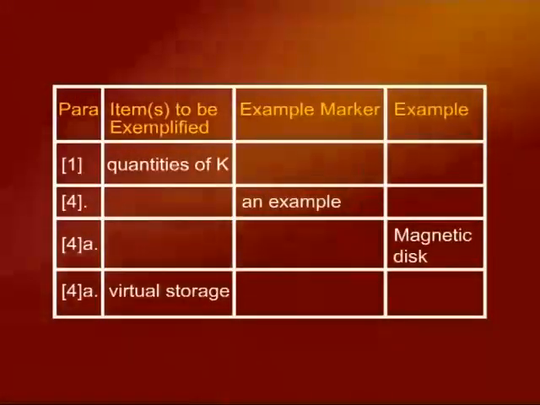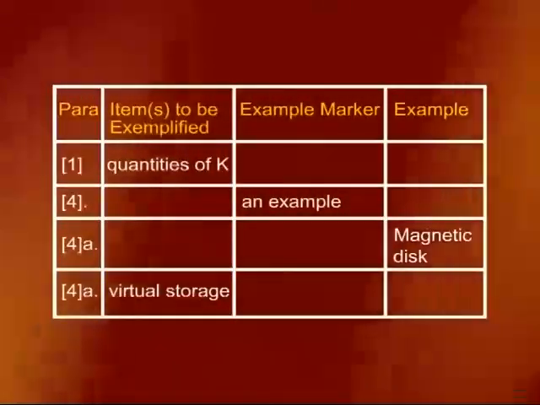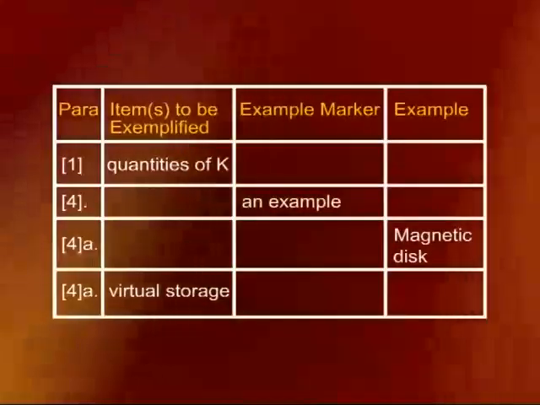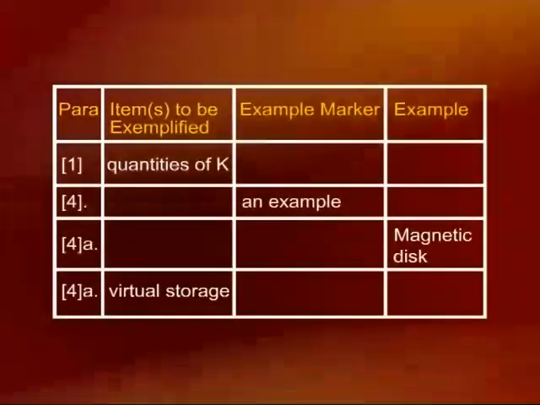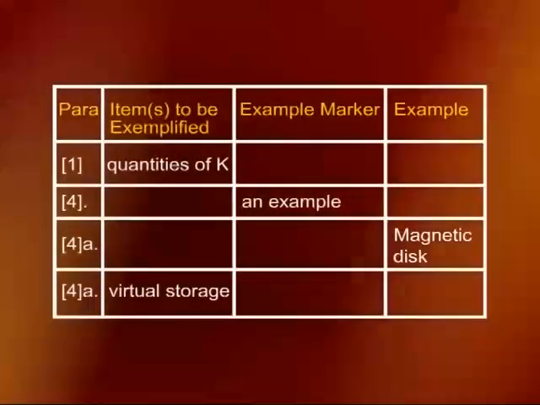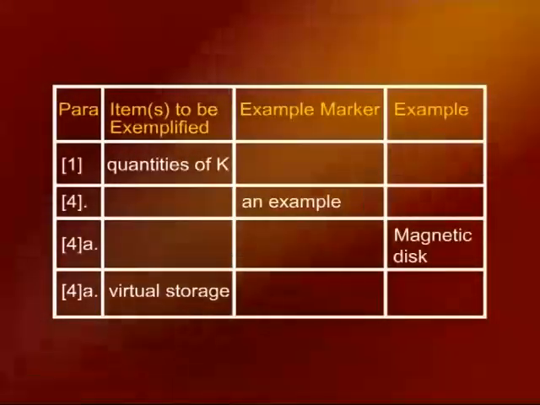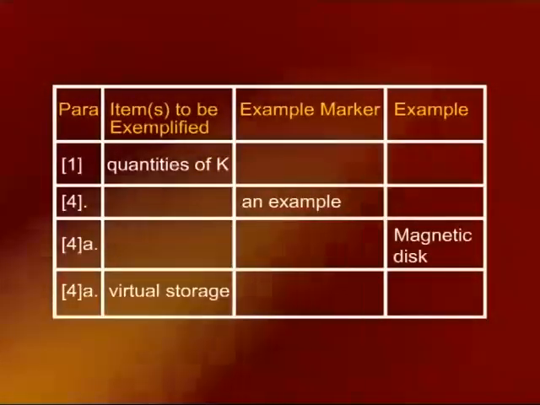In paragraph 1, the item has been given to you. The item is quantities of K. What is the example marker that is used? The marker used is "for example," and the actual example given is memories of 16K or 152K.